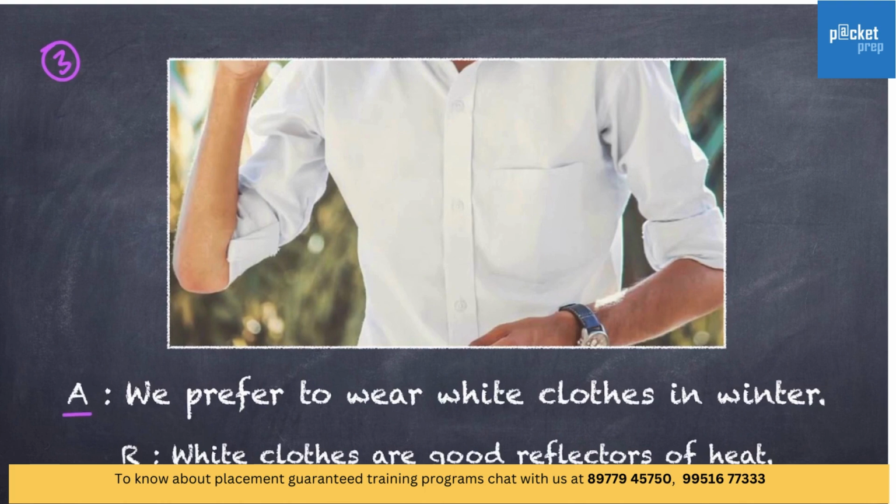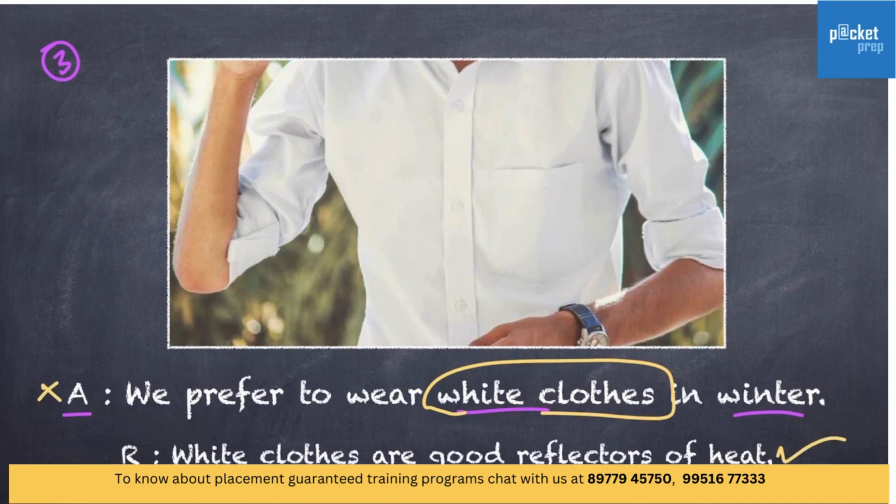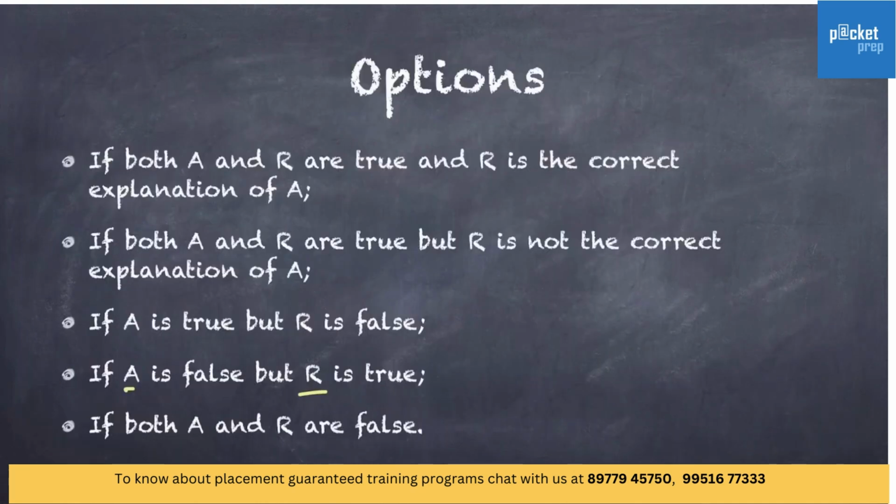The assertion is, we prefer to wear white clothes in winter. And the reason is, white clothes are good reflectors of heat. In a general perspective, people do not prefer white clothes in winter. In fact, they prefer wearing woolen or dark clothes which absorb heat and keep them warm. And now let's look at the reason. White clothes are good reflectors of heat. And this is true. So the assertion is wrong and the reason is true. The option is D again.